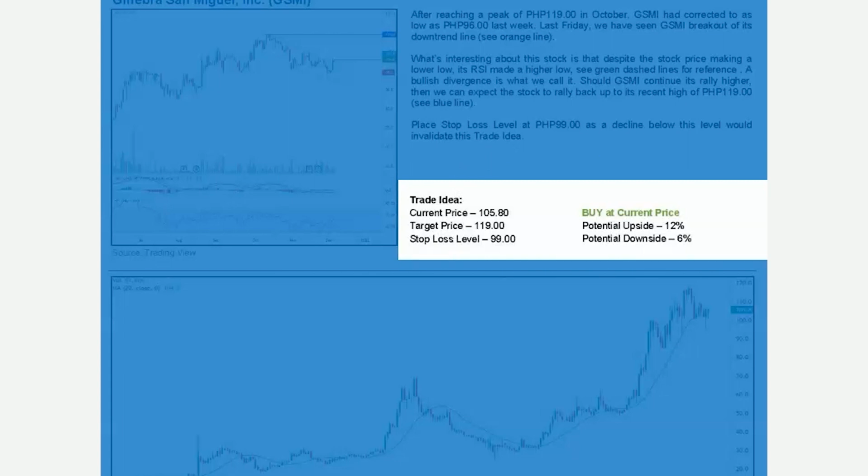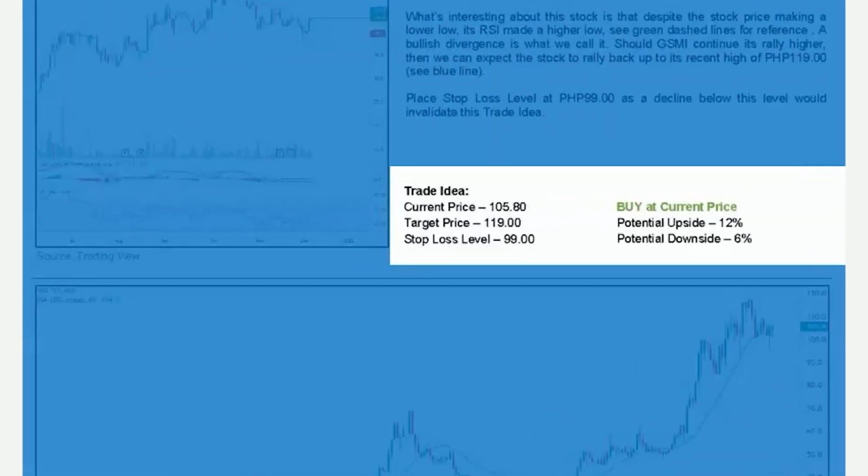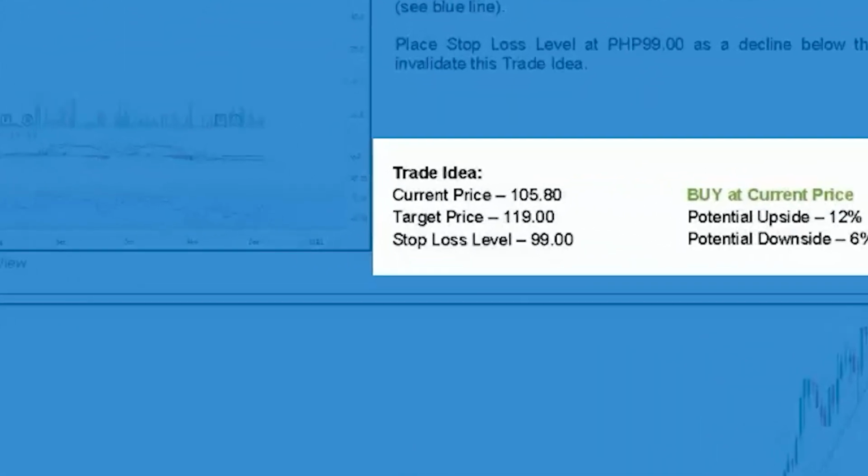So now we have almost everything we need to figure out if GSMI is going to be a trade. The only thing we're missing is the current price of the stock, because remember, GSMI was featured in our Technically Speaking commentary here over a week ago. So we want to make sure that the price is close to our buy price of 105.80 pesos. So now let's go look at the price of GSMI.